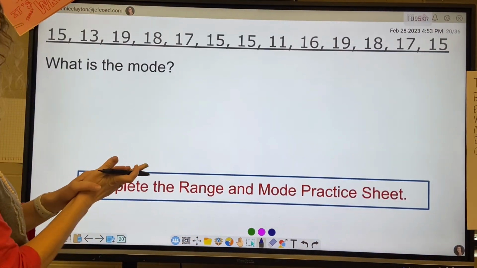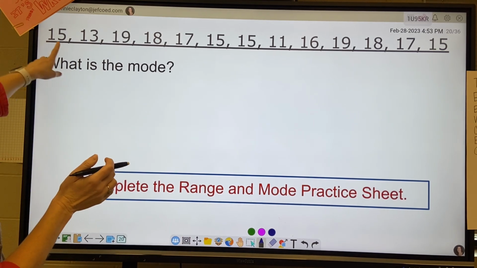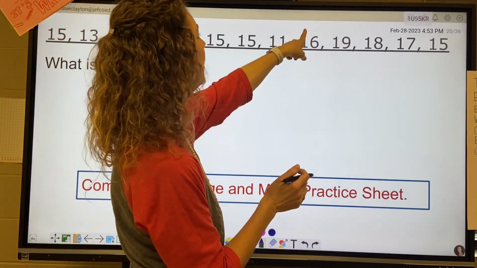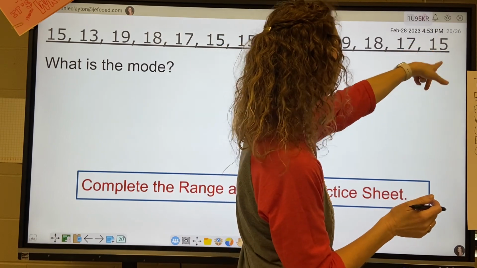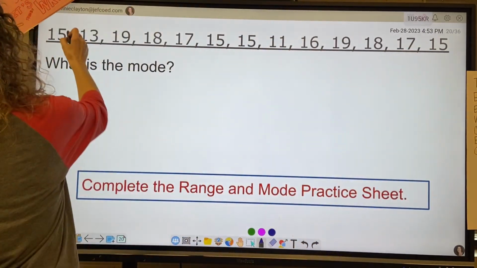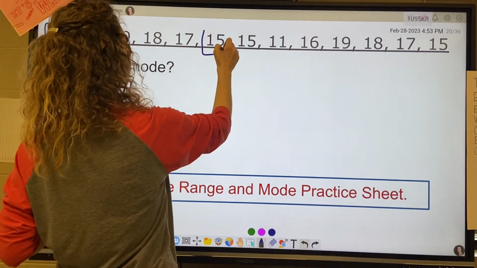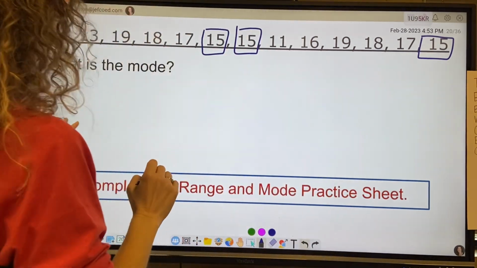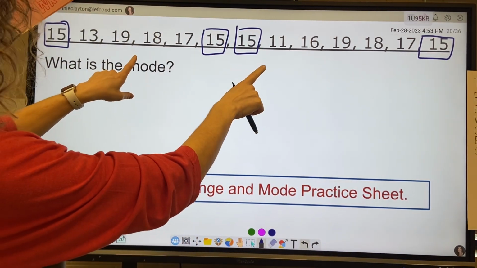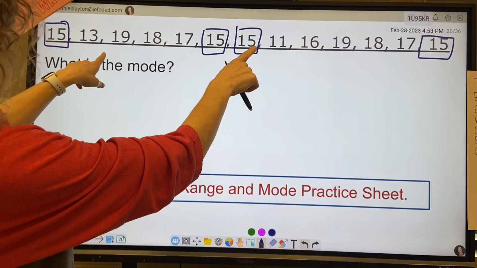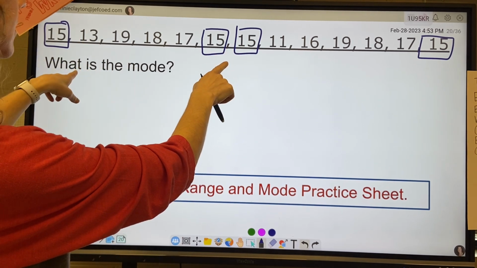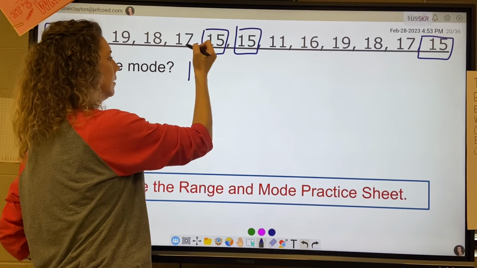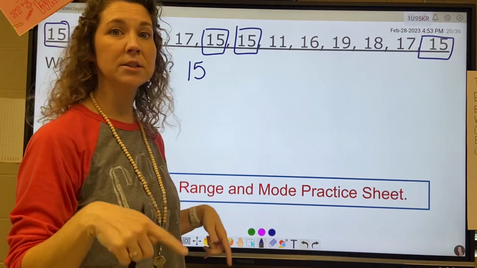I think I got one more example. What is the mode? 15, 13, 19, 18, 17, 15, 15, 11, 16, 19, 18, 17, 15. I saw a lot of 15s there. Let me just put a little box around the 15s. Sometimes you have more than one number repeat. There were a few 17s. There's 2 17s there. There's 2 18s. There's 2 19s. I think 15 is the mode. 15 is the mode.